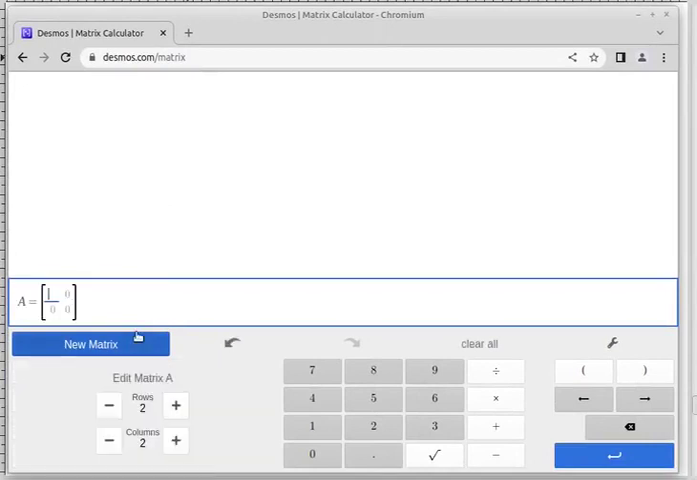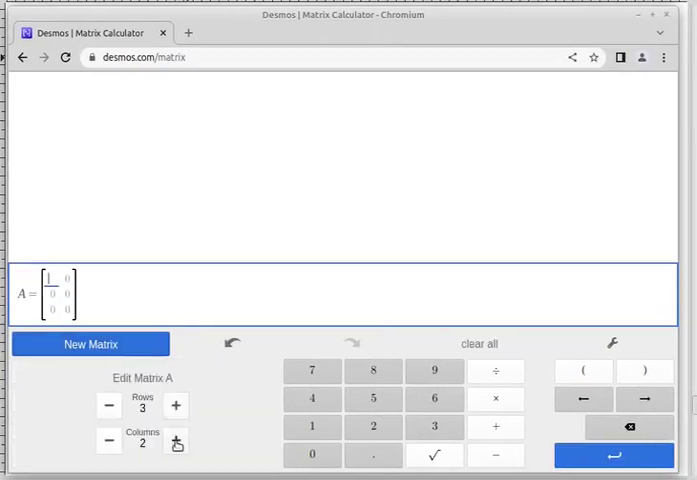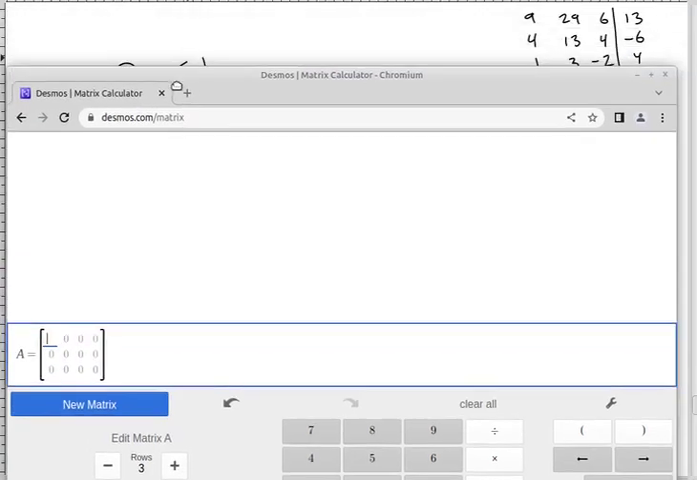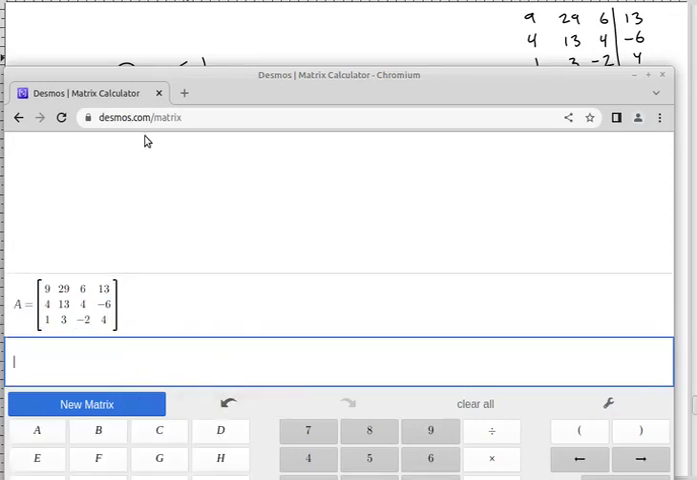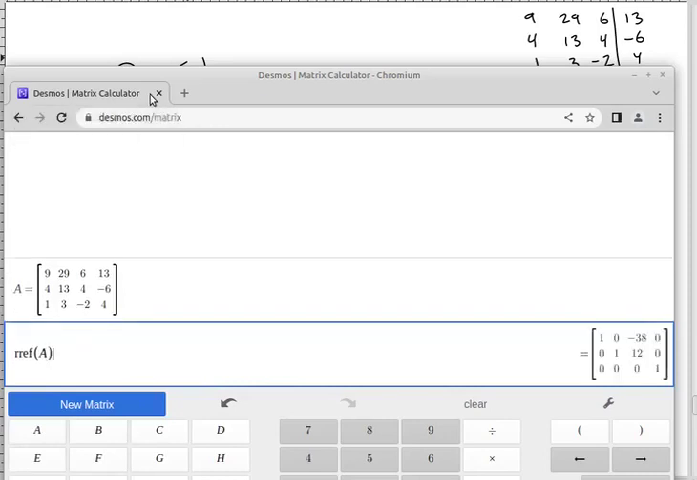So new matrix, and then I need to make this a 3 by 4 to be able to fit all these numbers, and then I start typing them. So we got 9, 29, 6, and 13. And this should just look like any old problem that we've already seen. So, cool. Hit enter. And then again, RREF, or you can click it. Either way, we get an answer.